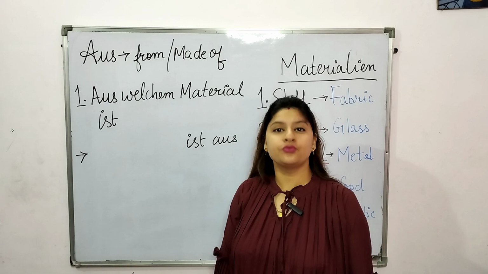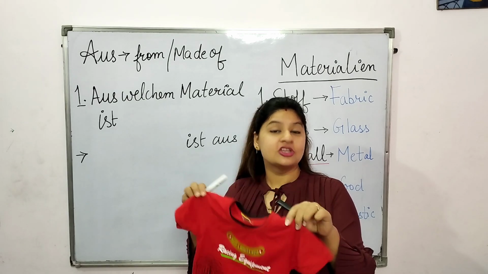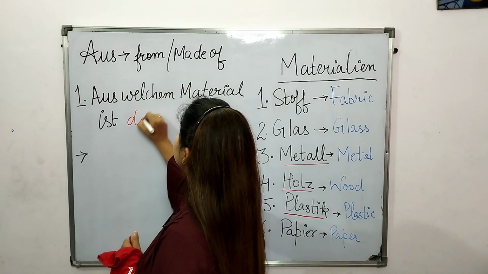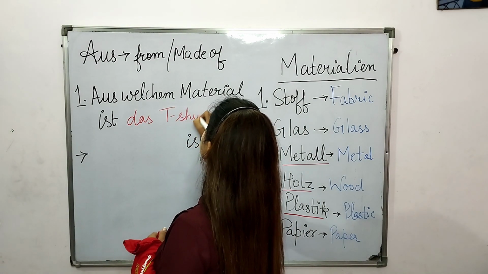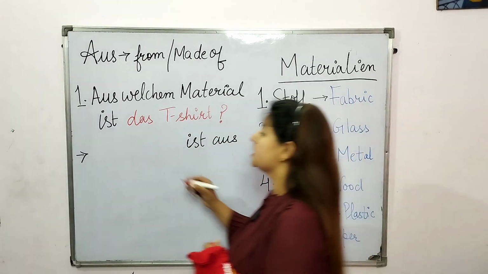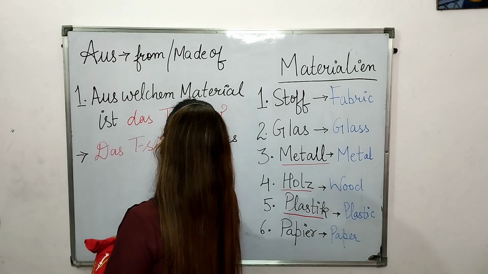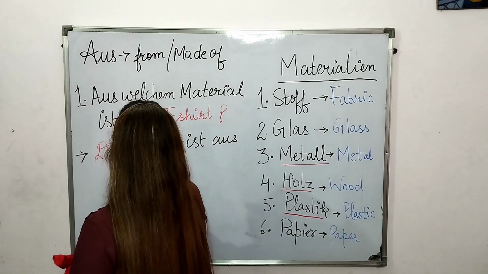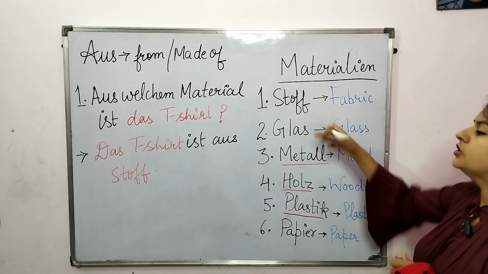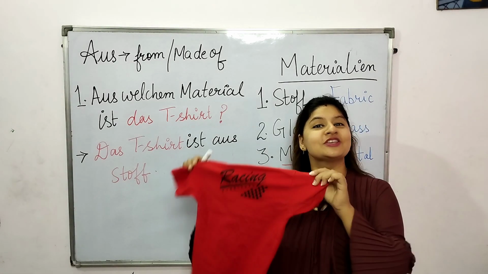Moving to our fourth object, das T-Shirt. So, we can ask, aus welchem Material ist das T-Shirt? And our answer will be, das T-Shirt ist aus Stoff. So Stoff, this is fabric. Das T-Shirt ist aus Stoff.